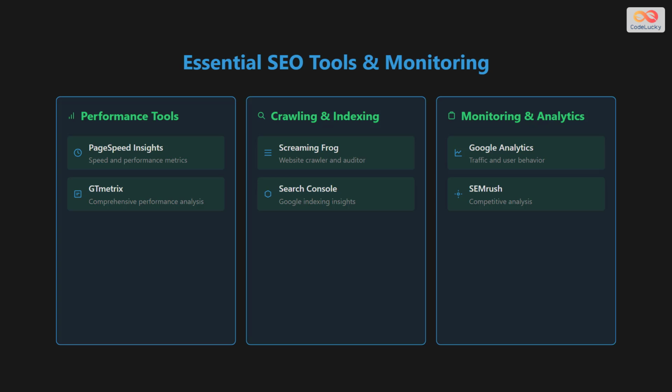Finally, let's talk about essential SEO tools and monitoring practices. There is a variety of SEO tools that can assist with all your technical SEO efforts. These tools can be broadly classified into performance tools, such as PageSpeed Insights and GTmetrix. Then comes crawling and indexing tools like Screaming Frog and Google Search Console. Lastly, there are tools for monitoring and analytics, including Google Analytics and SEMrush. These help track your website's performance and identify areas that need improvement.